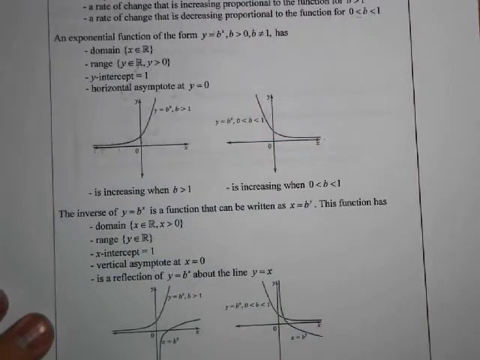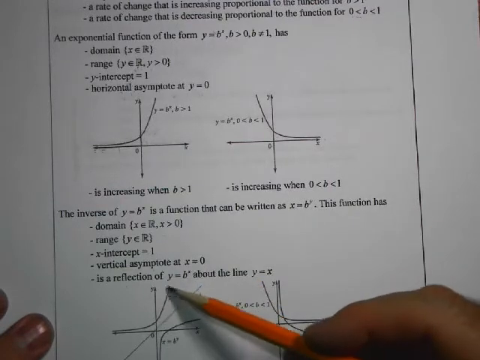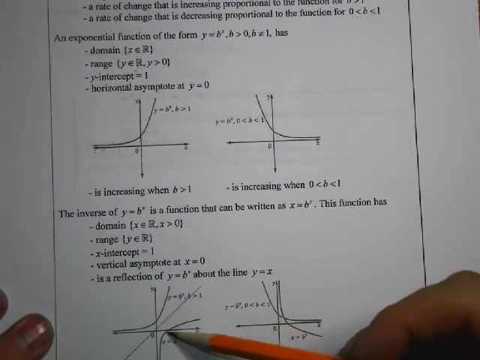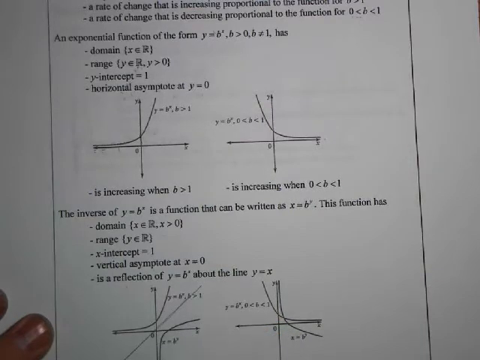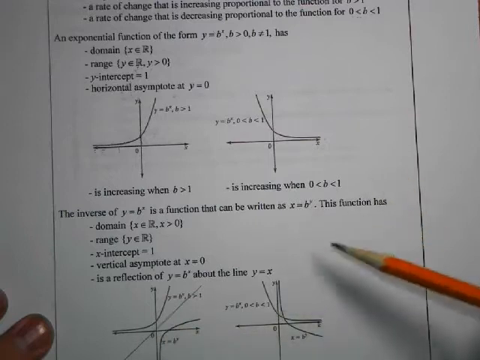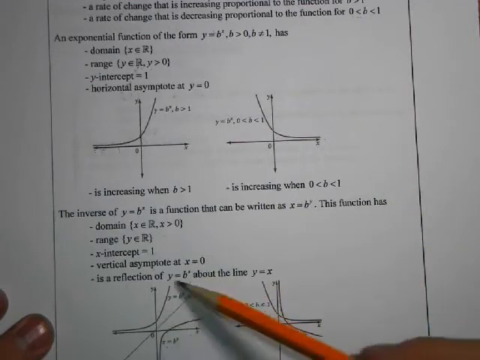If you remember, y equals x is that line right there. So if that's the exponential function, the inverse function would be here, and that matches up. There's the vertical asymptote, x-intercept of 1, compared to y-intercept of 1, and a horizontal asymptote at y equals 0. So this would be for the growth function.